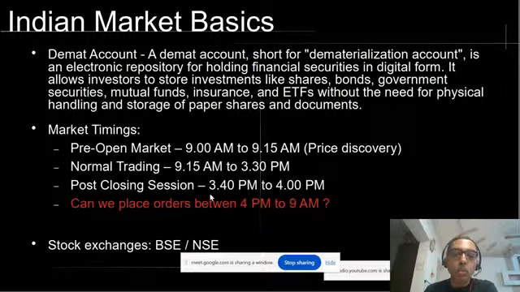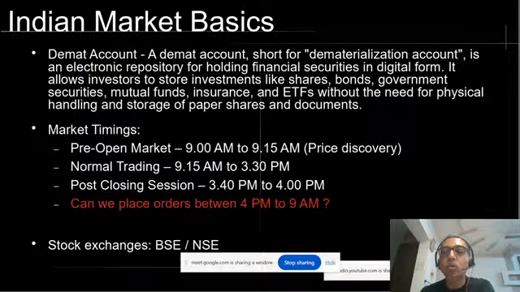There is a post closing session between 3:40 to 4 p.m. And then, between 4 in the evening until 9 in the morning of the next day, there could be orders placed. Those are called post market orders.